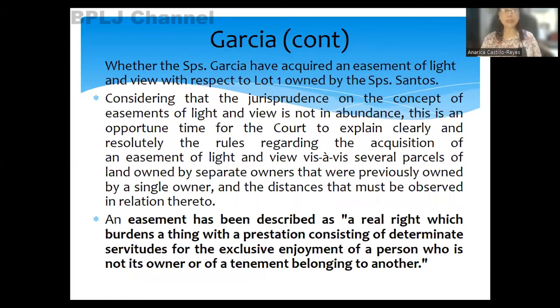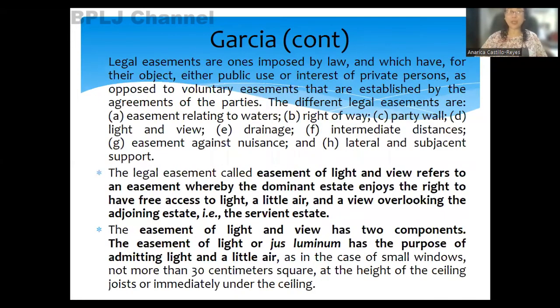An easement has been defined as a real right which burdens a thing with a prestation consisting of determinate servitudes for the exclusive enjoyment of a person who is not its owner, or of a tenement belonging to another. The legal easement, called easement of light and view, refers to an easement whereby the dominant estate enjoys the right to have a free access to light, a little air, and a view overlooking the adjoining estate.